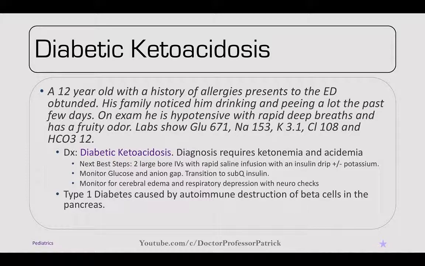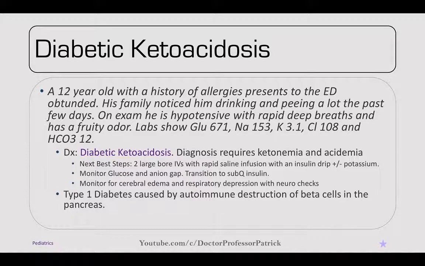Moving on to DKA, we've got a 12-year-old with a history of allergies who presents to the ED obtunded. His family's noticed him drinking and peeing a lot in the past few days. On exam, he's hypotensive with rapid, deep breaths and has a fruity odor. Labs show glucose of 671, sodium of 153, which is a pseudohypernatremia, and potassium of 3.1, chloride of 108, and a bicarb of 12. So there's a high gap here.